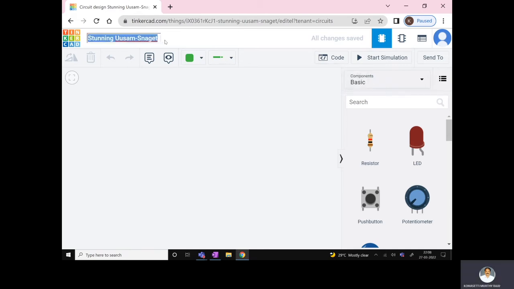Here a name is indicated: multiple LEDs blinking in increasing order from left to right. That means 5 LEDs. This is the space.